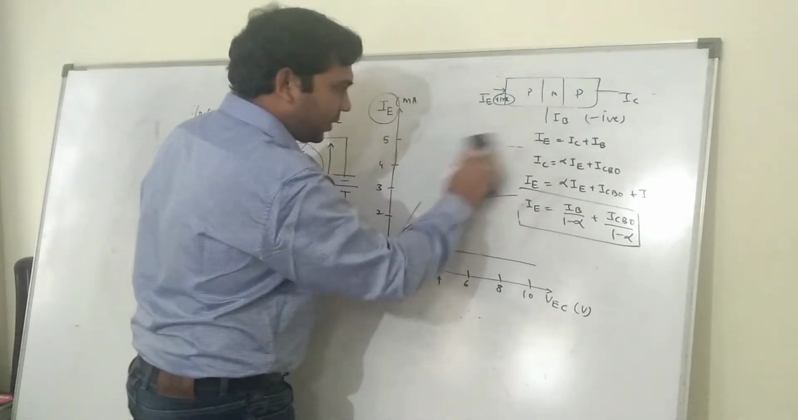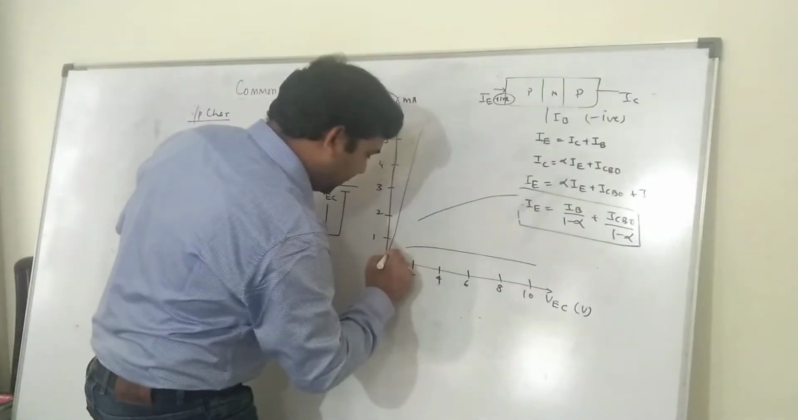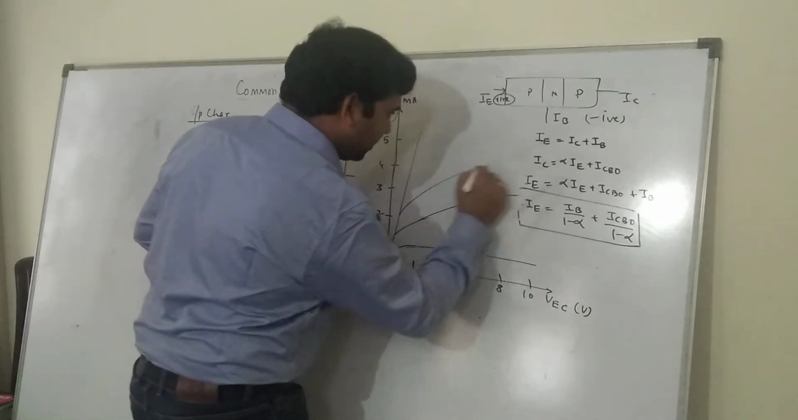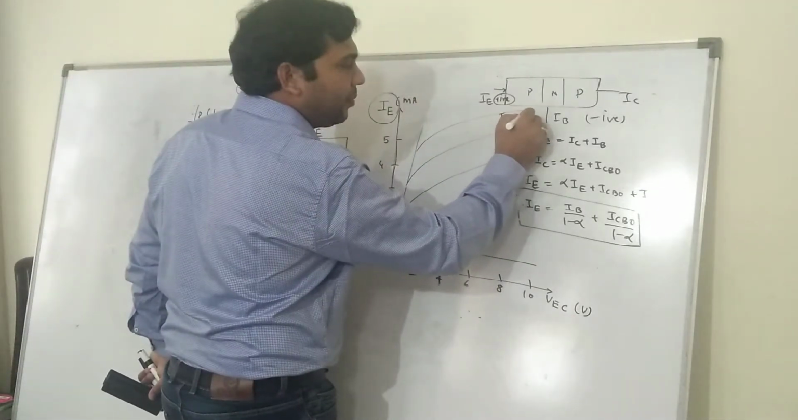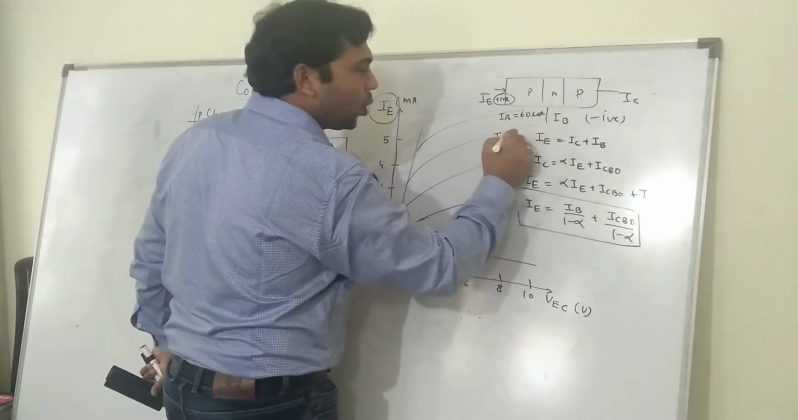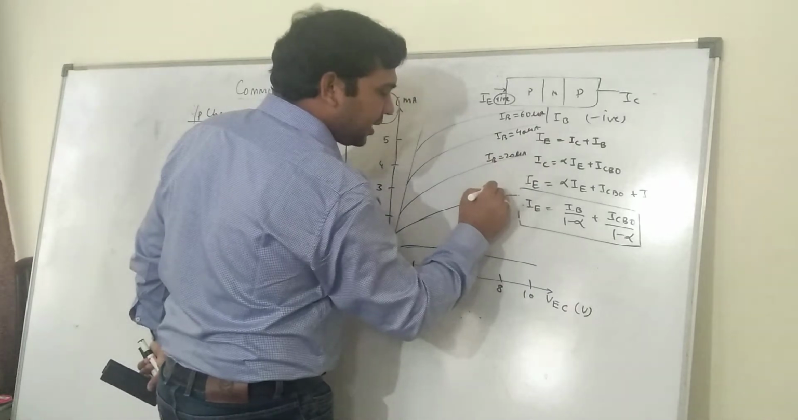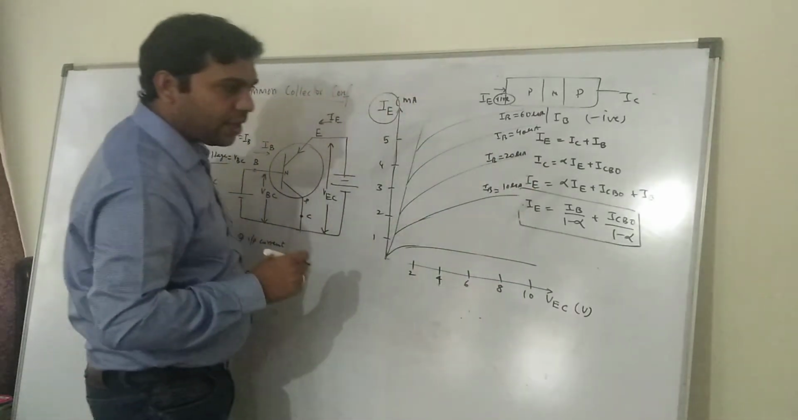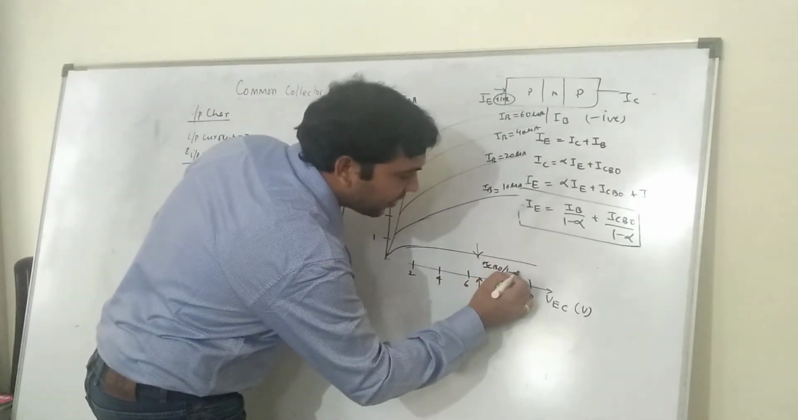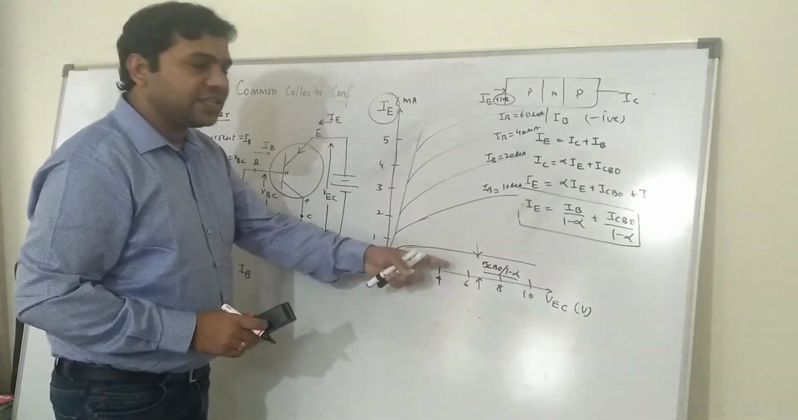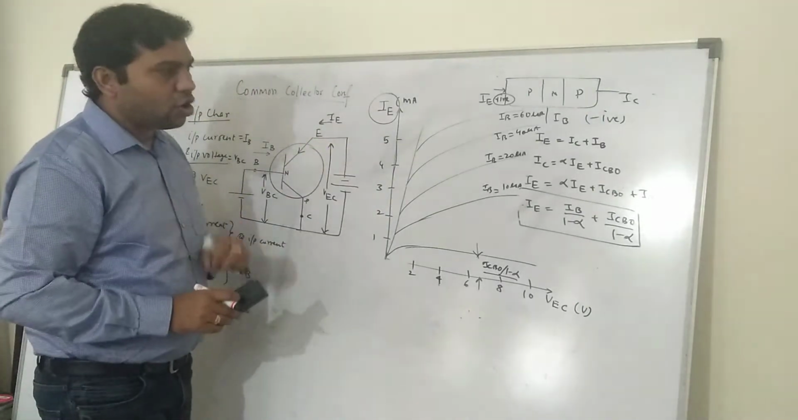So we have a current like this. This is probably for IB equal to 60 microampere, this is IB equal to 40 microampere, this is IB equal to 20 microampere, this is IB equal to 10 microampere. And this is the current which is alpha ICBO divided by 1 minus alpha, similar to what we have achieved in common emitter configurations. So the output characteristics are almost similar as we have received in a common emitter configuration.